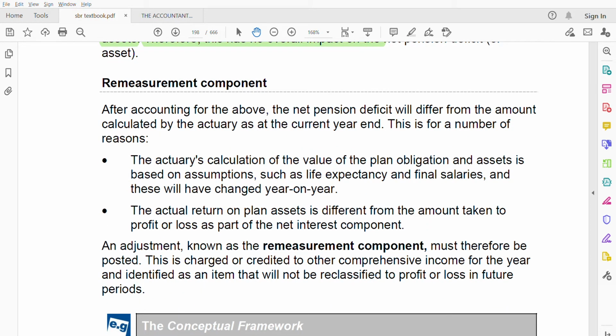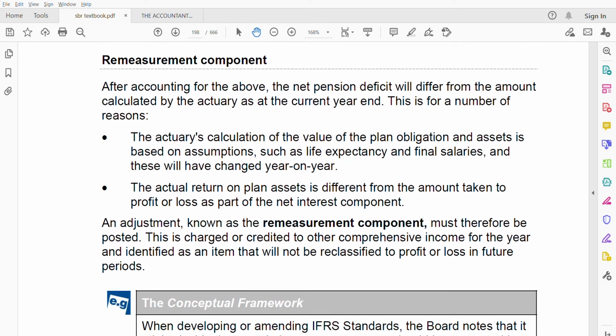Remeasurement component. Let us go to the remeasurement component. Like every other asset we remeasure to fair value, non-current assets, intangible assets, investment property, financial instruments, the same way we remeasure our employee benefit, the pension. So after accounting for the above, net pension deficit will differ from the amount calculated by the actuary as at the current year end. There will be a difference between the amount calculated by the expert and the net pension deficit.